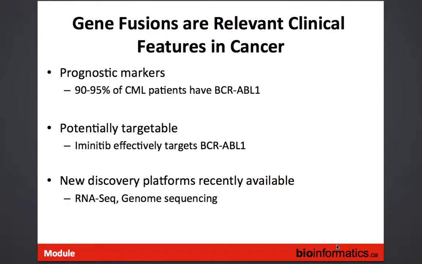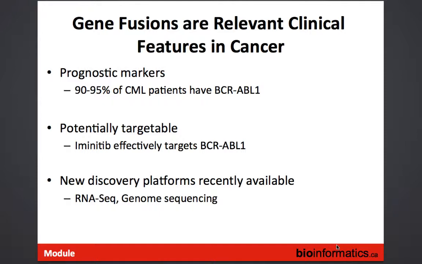In cancer, gene fusions are relevant clinically because there are a lot of examples of a gene fusion that clinically defines a subtype of cancer. So, for instance, BCR-ABL1, our example, is present in 90 to 95% of CML patients. These events are potentially targetable by drugs, and again, the example here is BCR-ABL1, which is targetable by a drug called imatinib, which is very effective at treating CML patients.